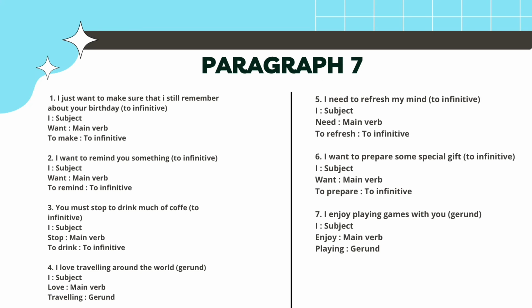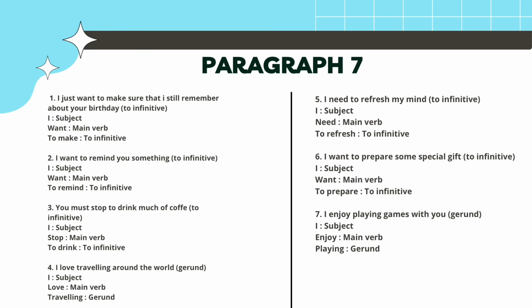And the second sentence is, I want to remind you something. I in here is subject, want in here is main verb, to remind is to infinitive. And the third sentence is, you must stop to drink much of coffee. You in here is a subject, stop in here is a main verb, to drink in here is to infinitive.